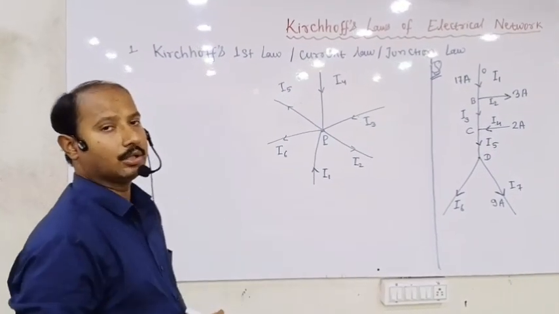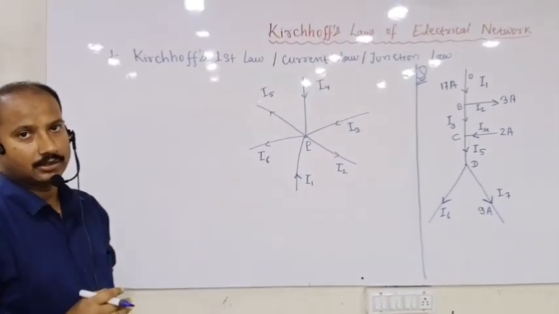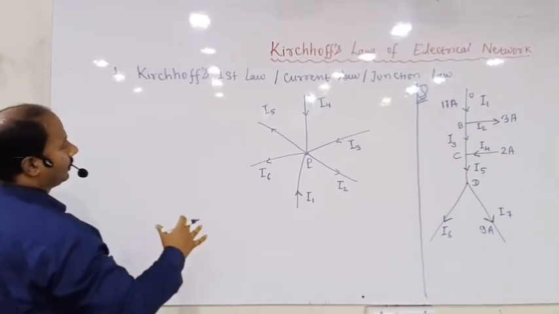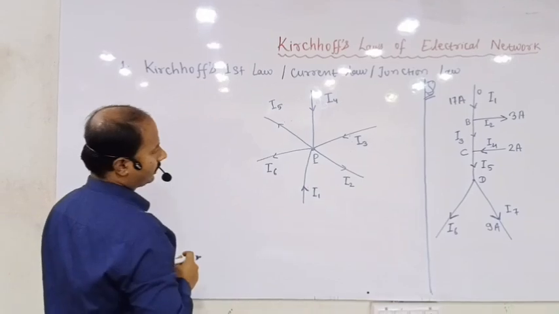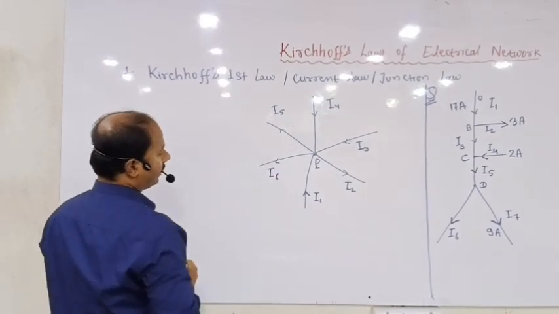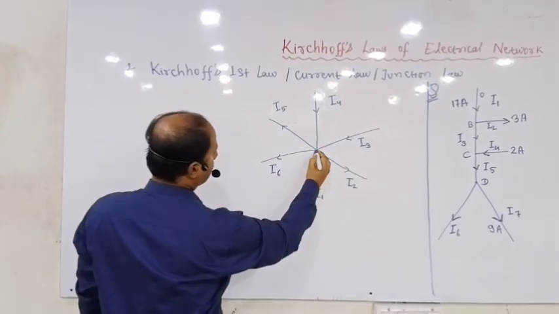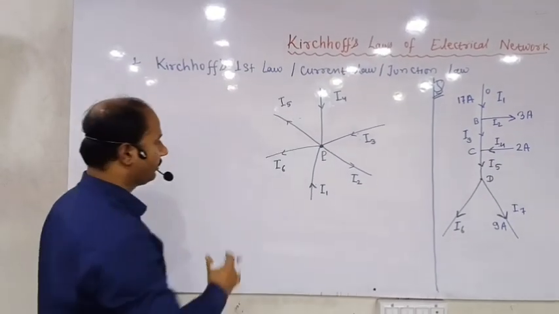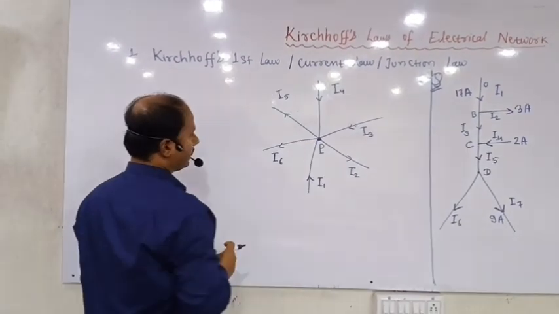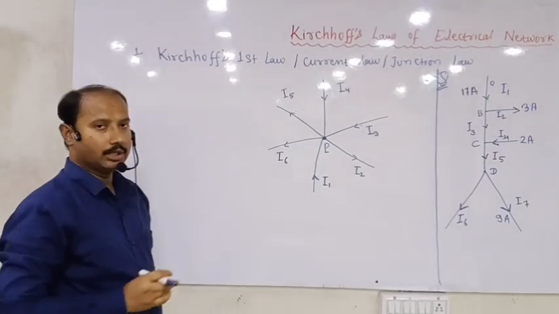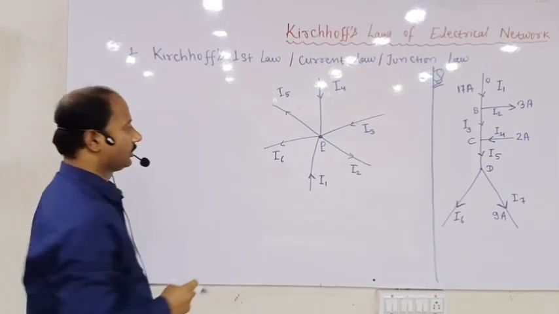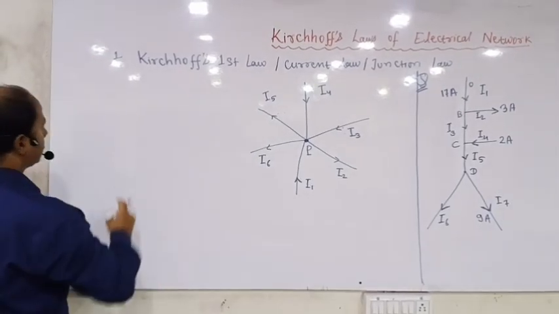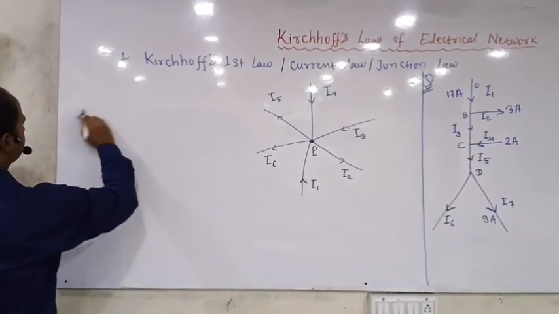It is based on the conservation of charge, because according to Kirchhoff's first law, in any electrical circuit, suppose that this is an electrical circuit, the total incoming current at a given junction is equal to the total outgoing current at a given junction. This is a point P. This point P is called a junction. So what is Kirchhoff's law?